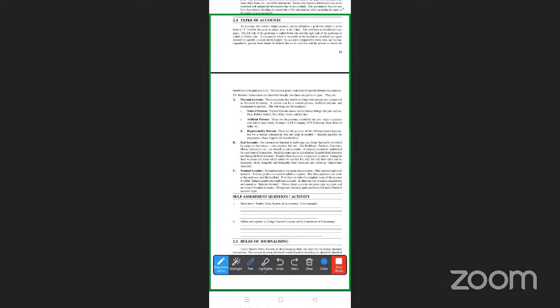So here the nominal account rule is: debit all expenses and losses, and credit all incomes and gains. Debit all expenses and losses, credit all incomes and gains.